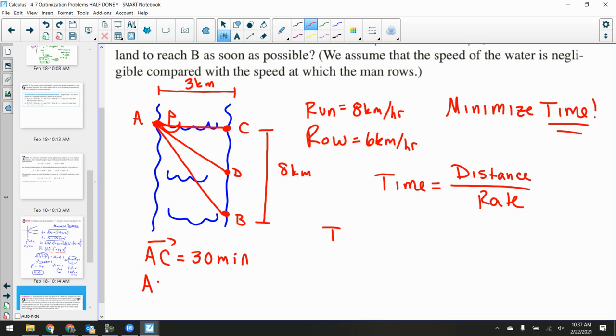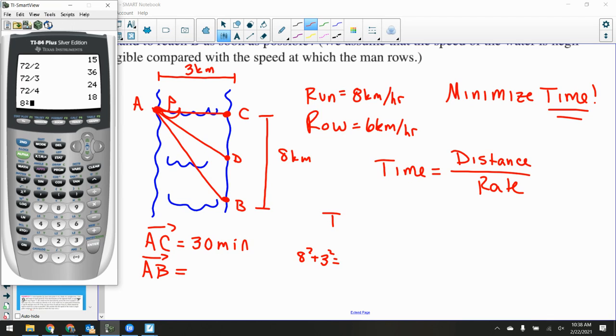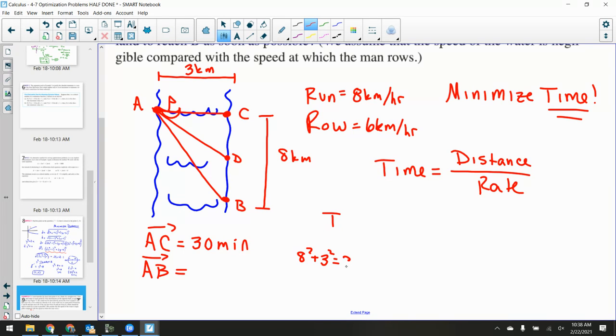And what's the time going from A to B? Be careful here. Don't we have to use the Pythagorean Theorem? Yeah, look, we got 3 squared and 8 squared. Let's figure out what that's going to be. 8 squared plus 3 squared gets us 73. Let's square root that. 8.5. Well, there we go. 8.5 kilometers.